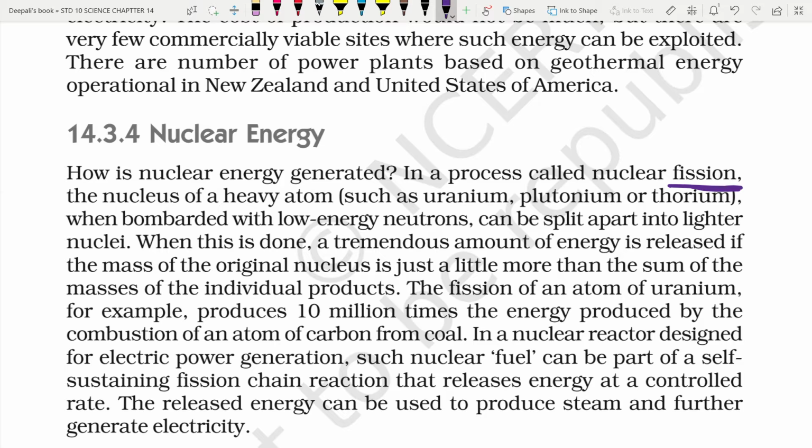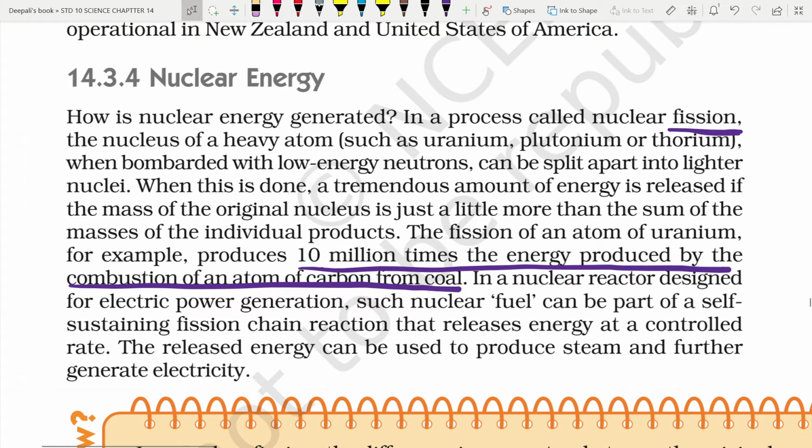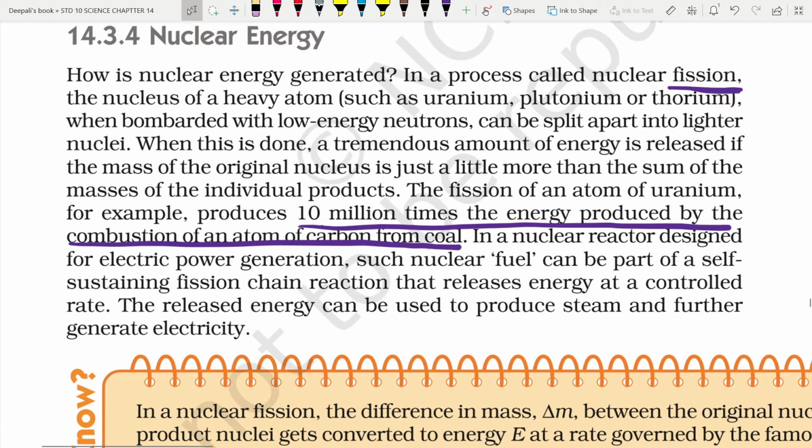The mass of the original nucleus is just a little more than the sum of the masses of the individual products. The fission of an atom of uranium, for example, produces 10 million times the energy produced by the combustion of an atom of carbon from coal. So you can see how large the amount of energy released from nuclear energy is.